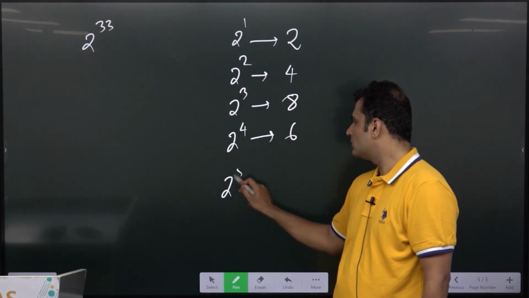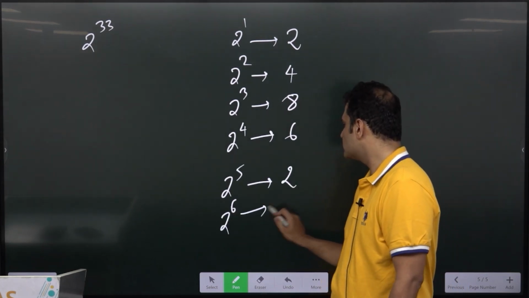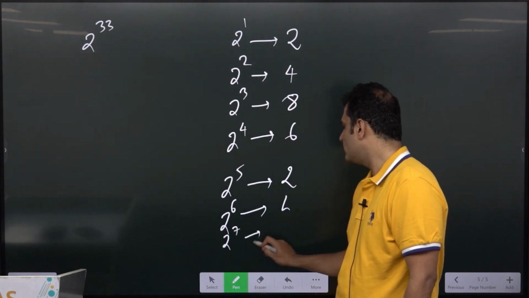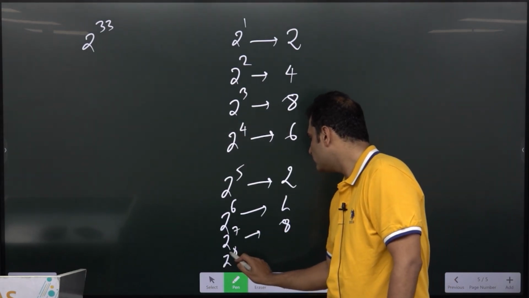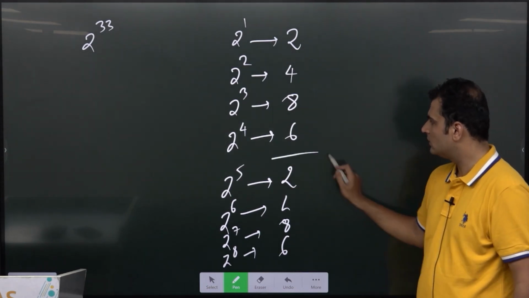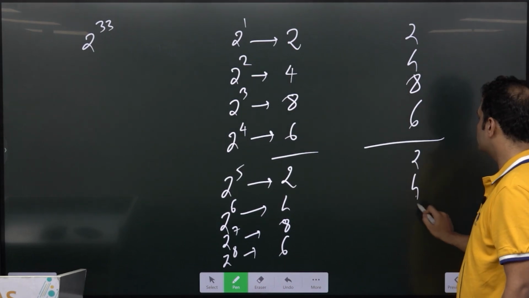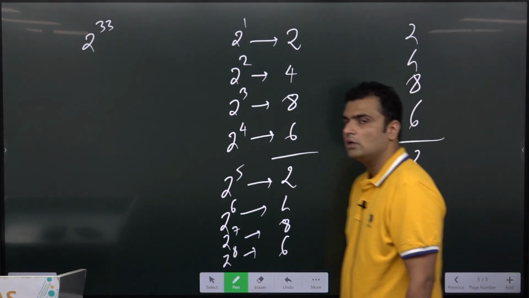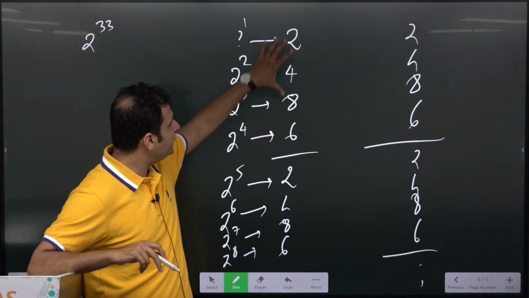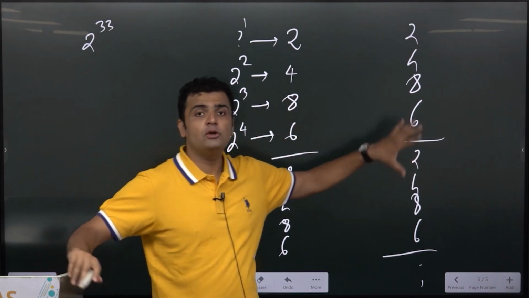2 की power 5 is 32. Units place is 2. 2 की power 6 units place is 4. 64 का 4. 2 की power 7, 128 का 8. 2 की पावर 8, 256 का 6. Can you see 2486, 2486? Again 2486, 2486 and so on. So can you see that powers of 2 are repeating in the blocks of 4? 4 के ब्लॉक्स में 2 की पावर के यूनिट्स प्लेसेस रिपीट हो रहे हैं.